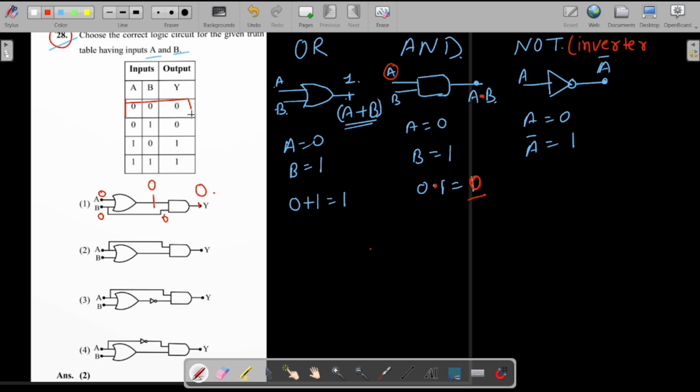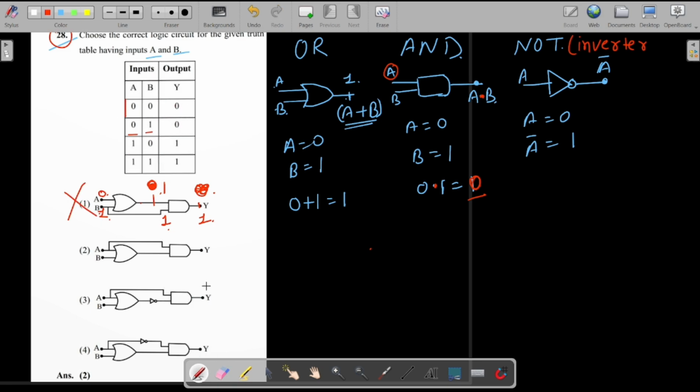Let's see the next value. If A is 0 and B is 1, then the result should be 0. A is 0 and B is 1, so this line is also 1. Now the OR gate, 0 plus 1, gives 1. And now this is our AND gate, 1 into 1 will be 1. So the result will be 1, but here the result is 0. So this circuit doesn't work according to the given table, and option 1 will be incorrect.